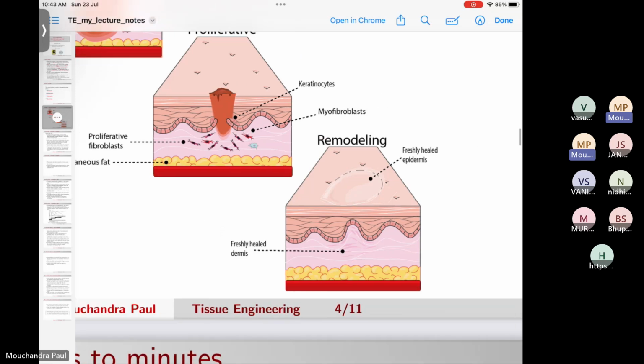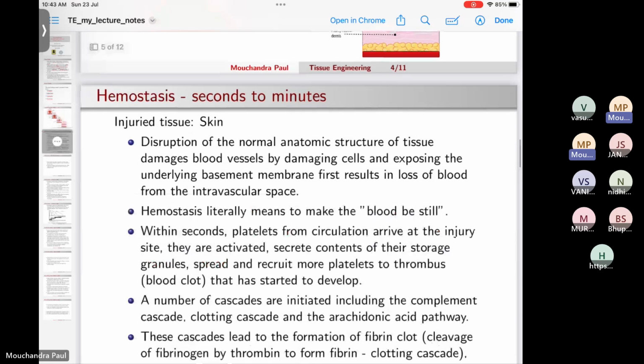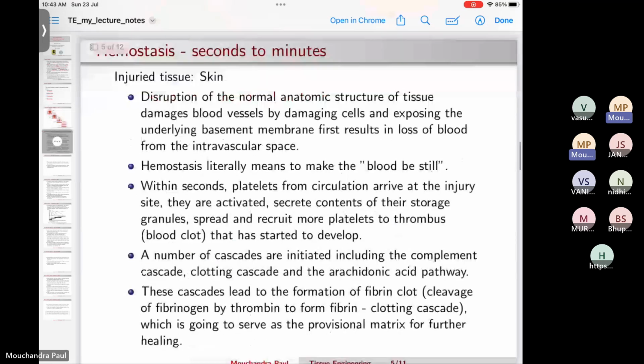And lastly, the remodeling phase. Here the development of the scar happens. This remodeling phase is the last phase, and in adults, as we age more and more, this remodeling phase can take months and even years to complete. So this was the description of the wound healing process in very brief. Now we'll go into the details of each of the phases one by one.